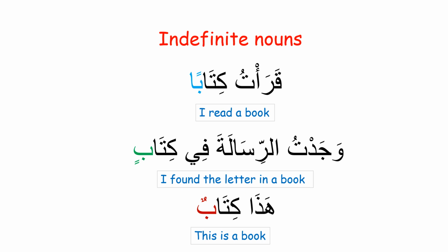There are three types of tanween: tanween al-fath, tanween al-kasr, and tanween al-dhamm, and they are represented in the same order with these three examples. قرأت كتابا، وجدت الرسالة في كتاب، هذا كتاب. And the choice of the appropriate type of tanween depends only on the grammatical function of the noun within the given sentence.